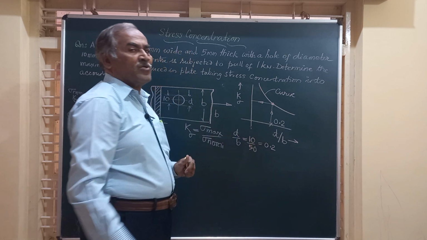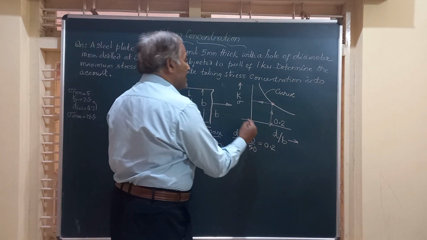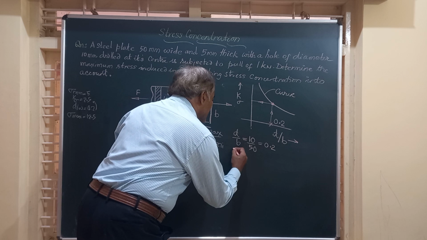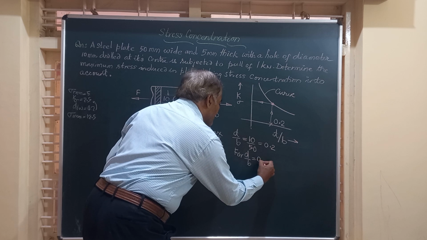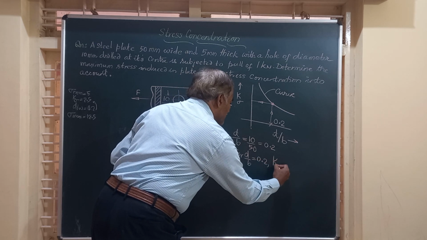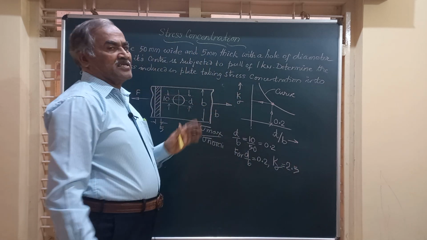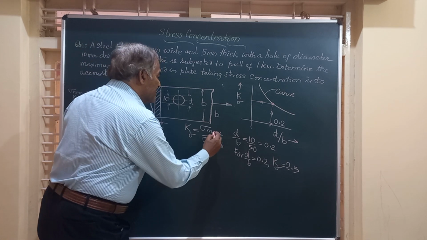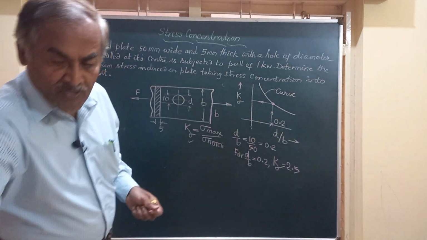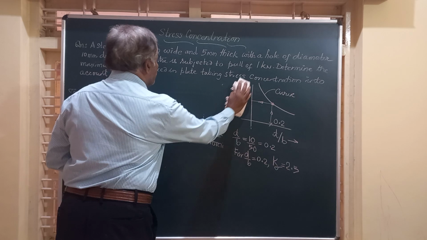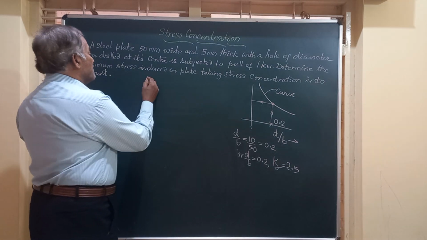And friends, for this value, if you refer to the machine design data handbook, you will be able to get the value of K sigma. I can say for d by b equal to 0.2, from the MDH, we get K sigma is equal to 2.5 exactly. 2.5 is the value. So we are able to find out what is the value of K sigma. Let us see what is sigma nominal. So I will just clear this. Friends, now we have to find out what is sigma nominal.